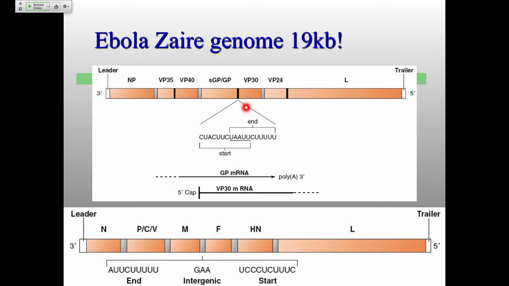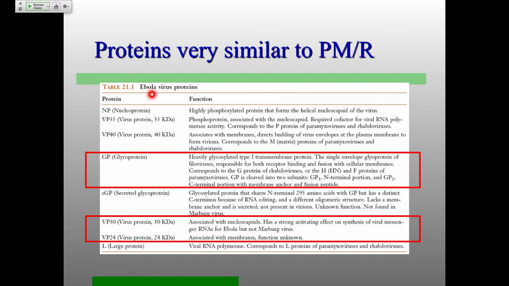They all are capped, all these messenger RNAs. That capping activity also seems to come from the L protein, very similar to what's happening down here with our paramyxo and rhabdoviruses. The main proteins here, this is the table from the textbook. Again, NP, just helical nucleocapsid protein. The important ones are really here.